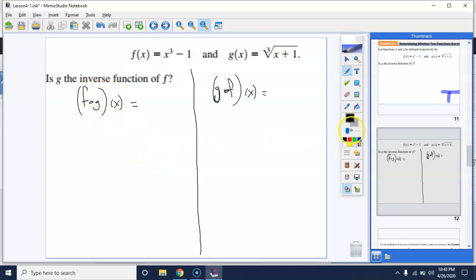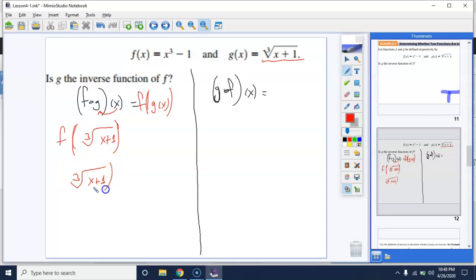Let's try this first. So it should be f of g of x, right? So this x goes to g first. I know what the g(x) function is, which is over here. I'm going to take this and put it in here: f of cube root of x plus 1. After this point, I'm going to take this value and put it in the f function. Cube root of x plus 1, to the third power, minus 1.